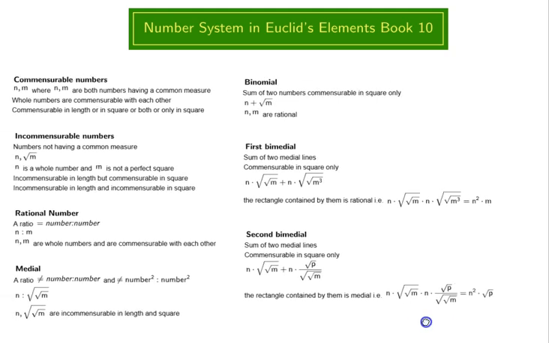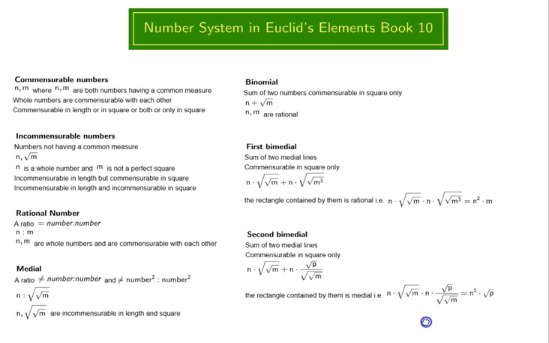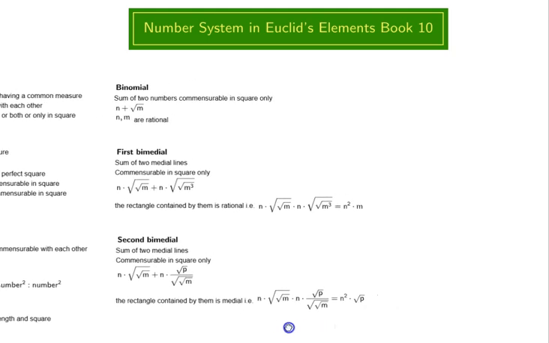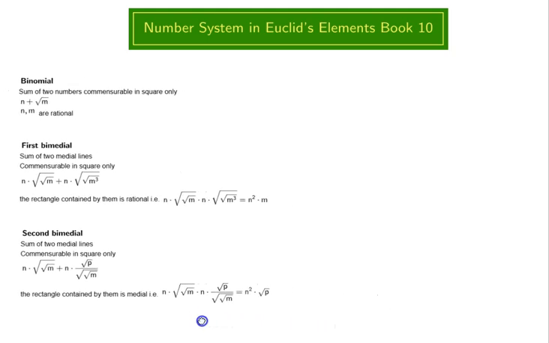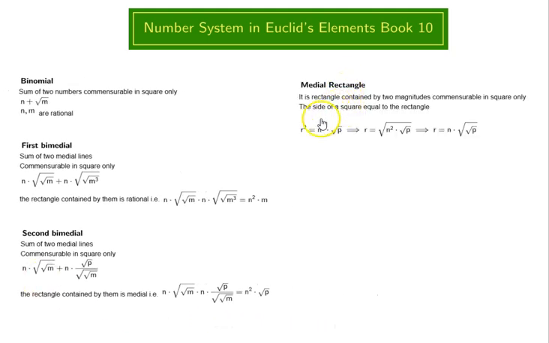So just to give you a little bit more insight about medial rectangle, let's look at the next medial rectangle itself. It is a rectangle contained by two magnitudes commensurable in square only. Another way of looking at it is the side of a square equal to the rectangle.